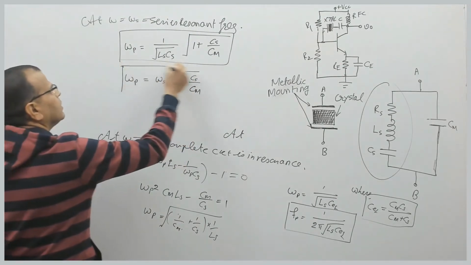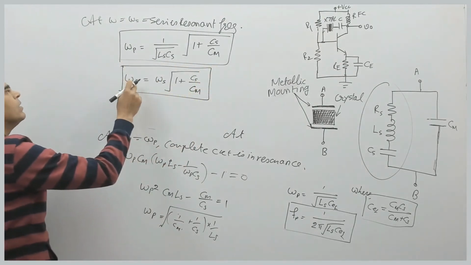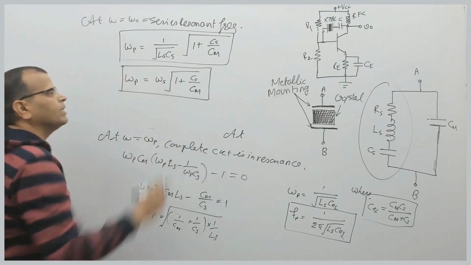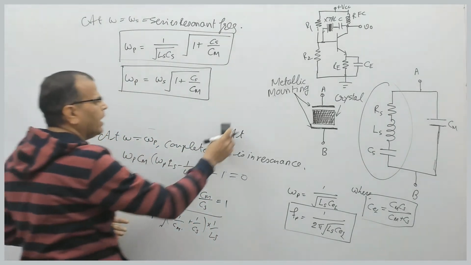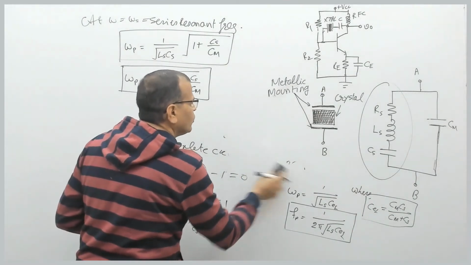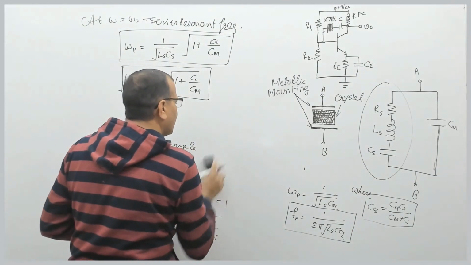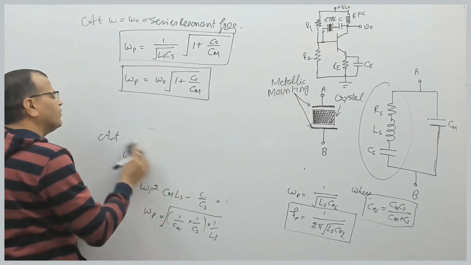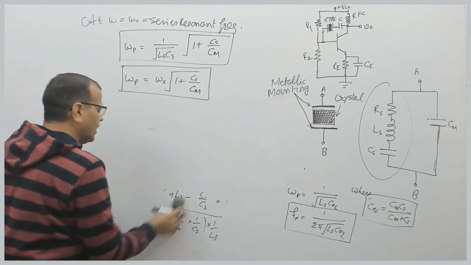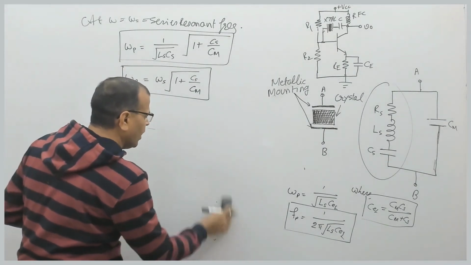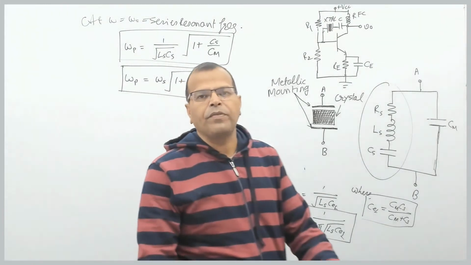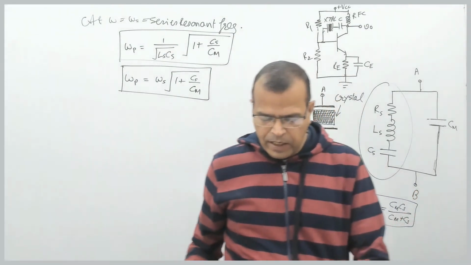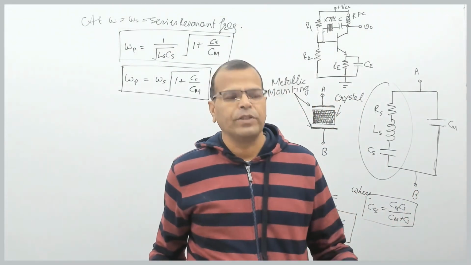This is the relationship between the parallel resonant frequency and series resonant frequency, right? So what I mean to say is, I have two resonant frequencies, series and parallel resonant frequency. So this circuit will be in resonance at two frequencies, that is omega s and omega p, and definitely your parallel resonant frequency is higher than the series resonant frequency of the circuit.